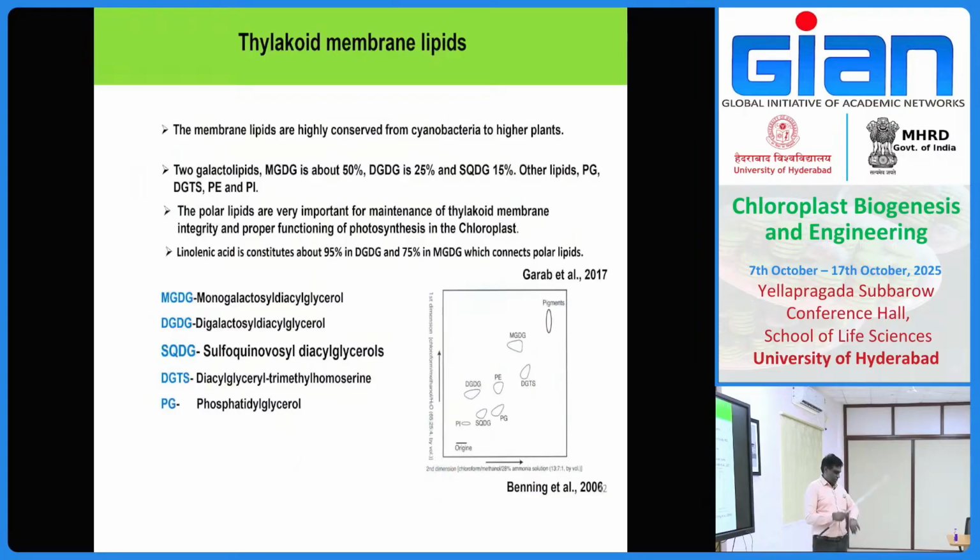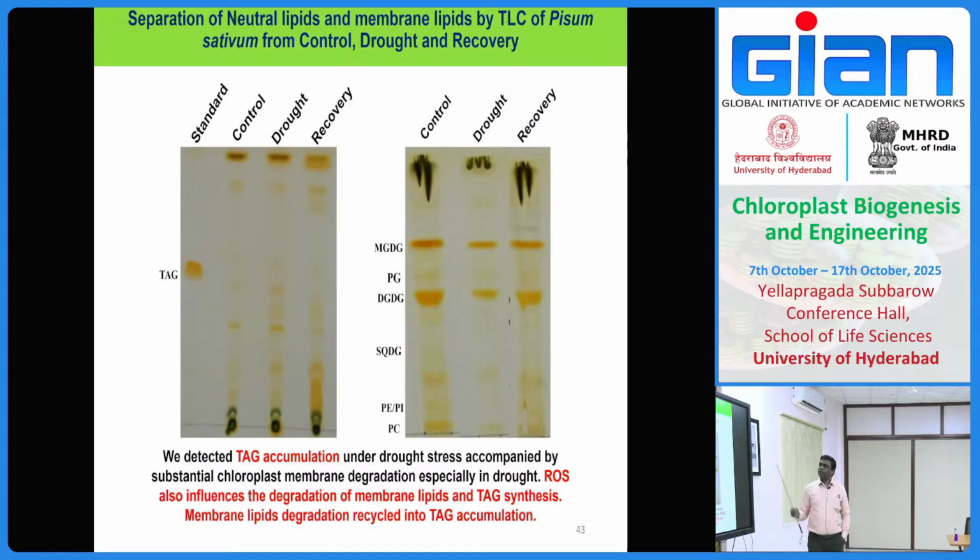Then what we did, we separated the membrane complexes or membrane lipids using TLC, thin layer chromatography. After separation, we have separated all these lipids, MGDG, DGDG, SQDG, and TGDS, trimethyl homoserine. Sometimes, depending on the plant, we get phosphatidyl glycerol. So they look like that. First thing we did, the triacylglycerol separation. This is basically done with organic solvent.